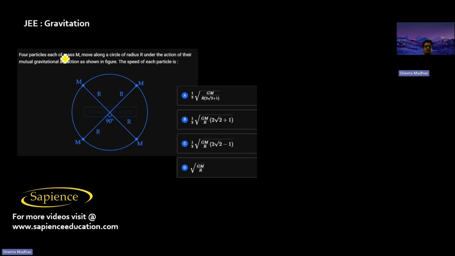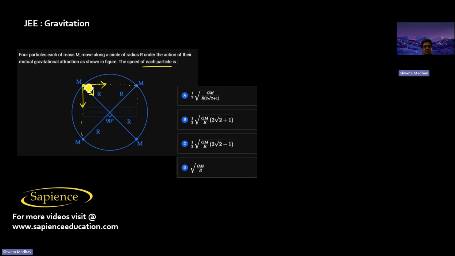And here it is told, four particles, each of mass m, move along a circle of radius r under the action of their mutual gravitational attraction as shown in the figure. The speed of each particle is, so this mass m will be attracted by this mass also, by this mass m also, and by this mass m also.